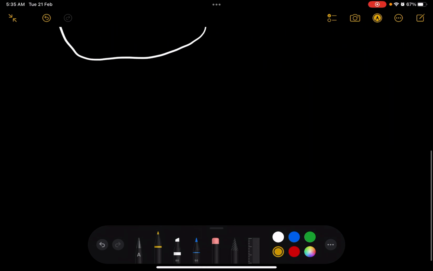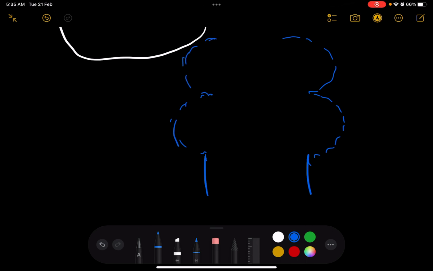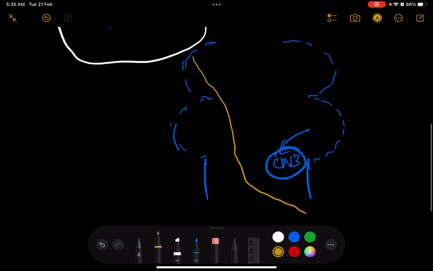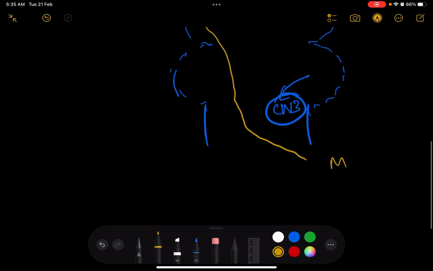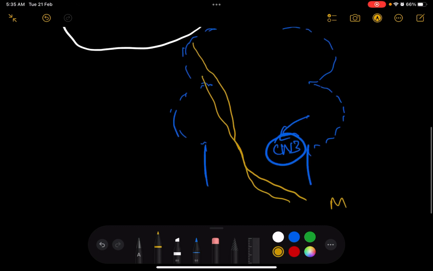So let's draw another diagram. Okay, let's say this is the brain stem. Okay, this is your temporal lobe, this is your premotor or the motor cortex. All right, here is the herniation. Your cranial nerve 3 is obviously involved. Now here you would have your fibers that are coming in, and they would obviously cross at the medulla. This is your medullary region.